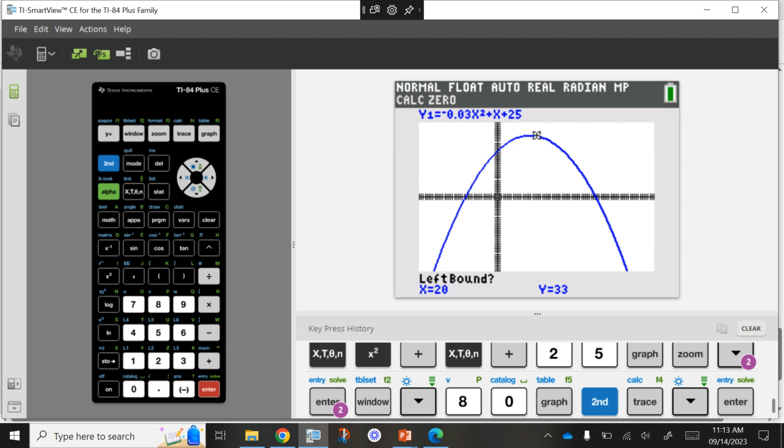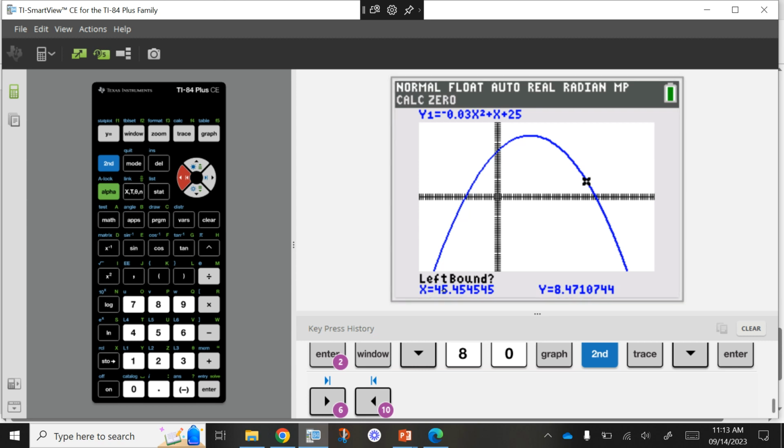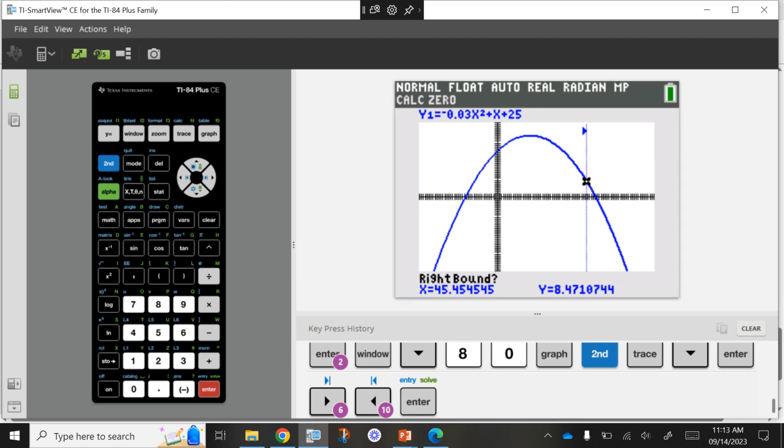Push enter. There's more than one, so we have to tell it which one we want. So move your arrow over. Whoop, too far. There we go. See how at the bottom it says left bound right here? So go just to the left of your x-intercept, a little bit above, and push enter. It will make a marker. And then it says right bound, so you're going to go over to the right on the other side of your x-intercept. Push enter again, and it makes another marker. So when you make your two marks, make sure your x-intercept is in between them.